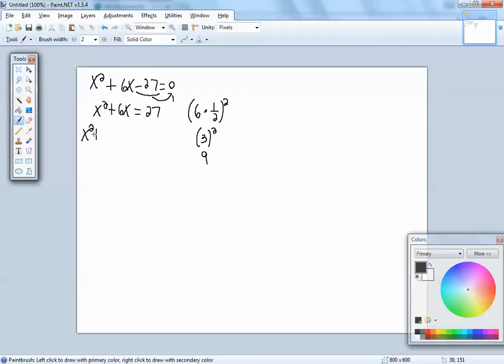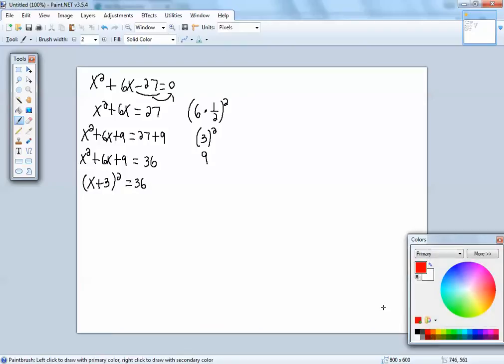So we're going to have x squared plus 6x plus 9 is equal to 27 plus 9. Gives us x squared plus 6x plus 9. And 27 plus 9 is, what is that, 36? Yeah, 36. Now step 4 is to factor the left side. This factors as x plus 3 squared.